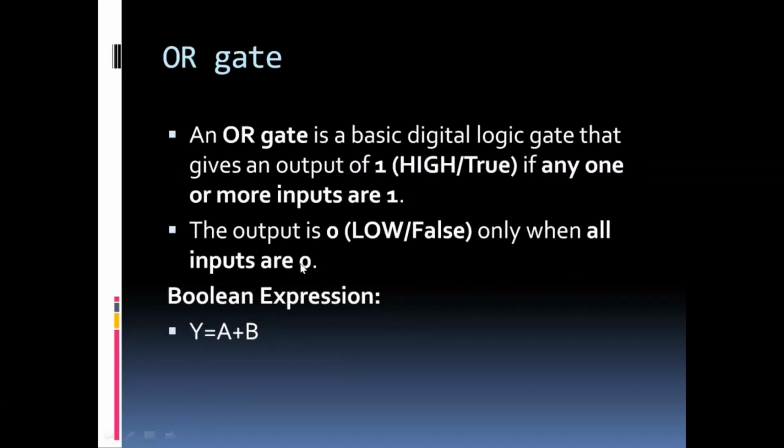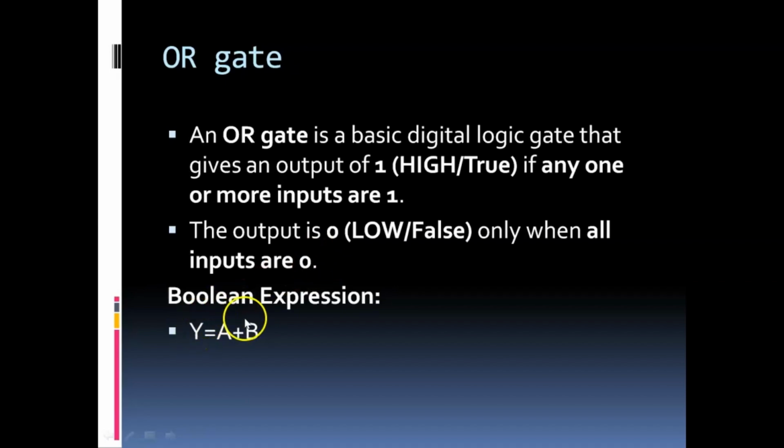The OR gate is again a digital logic gate. The OR gate is a basic logic gate that gives you the output as 1 if any one input is 1. The other input can be 0, then also you will get the output as 1. Based on this logic, systems are designed. Output is 0 only when all the inputs are 0. So it is different from your AND gate.